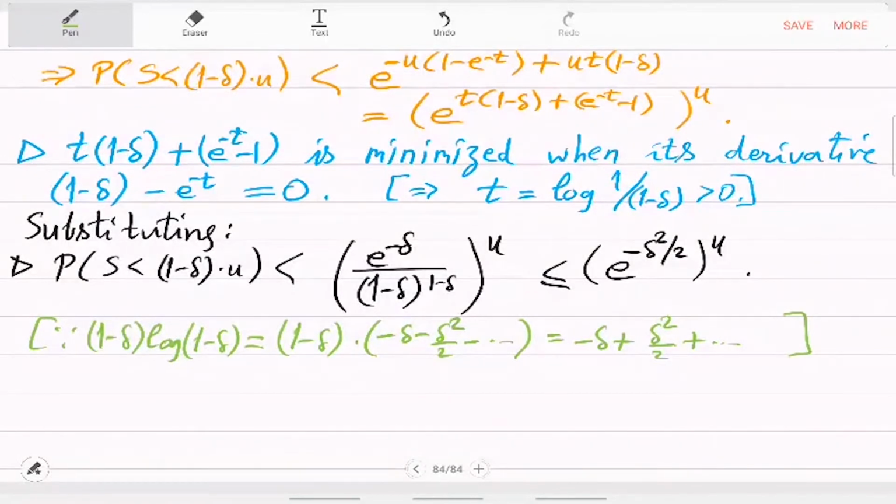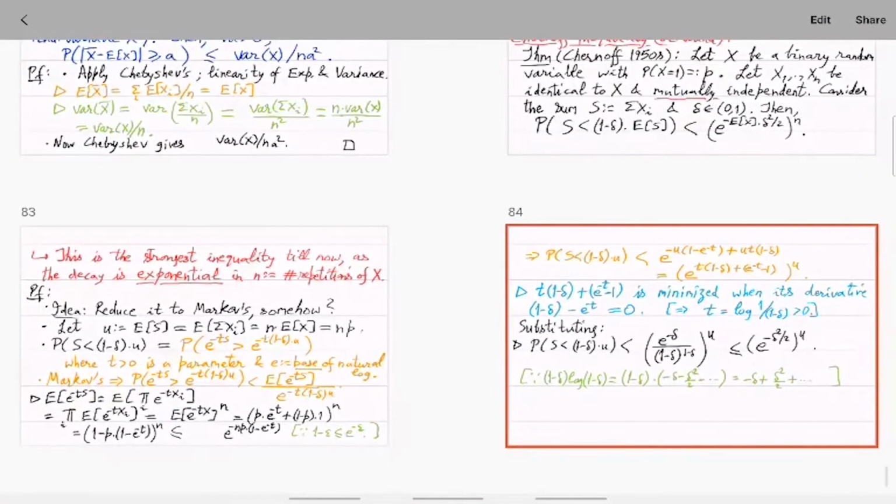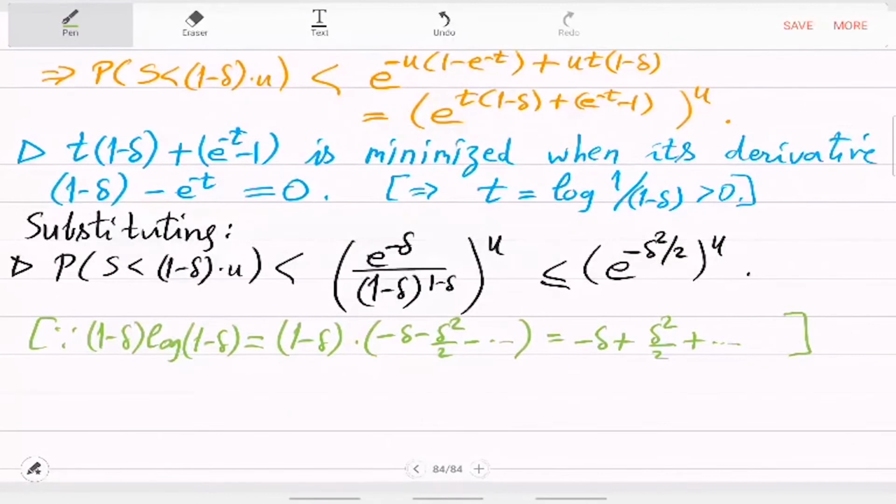Okay, so the difference between e raised to minus delta and e raised to this is really e raised to minus delta square by 2 and then more negative terms. Okay, so we can use this kind of first order approximation. It's a nicer expression, and that gives you the statement of Chernoff bound. So that finishes the proof. And moreover, you can get this corollary.